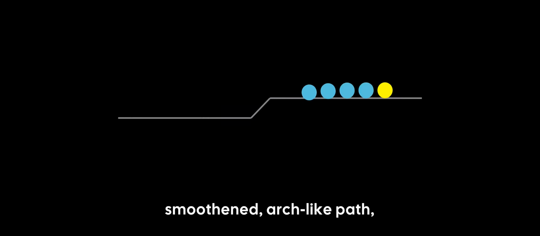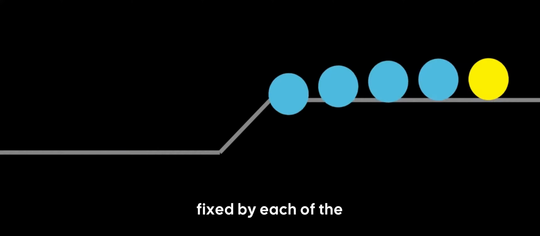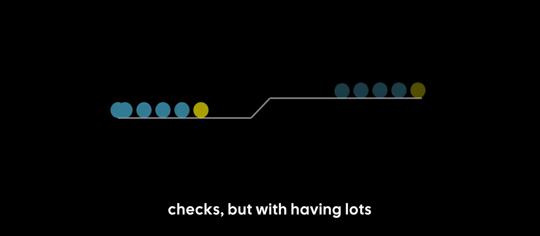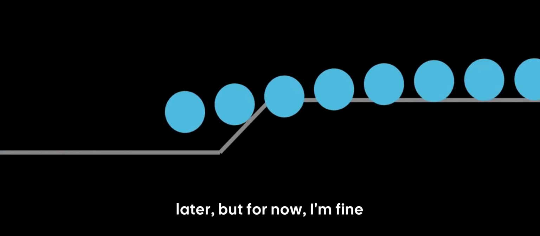This is a simplified termite, and its movement kinda looks normal. You can maybe spot the issue already, but it's not that visible. But when I increase the amount of segments, you can start to see it. Instead of a diagonal path, the entity takes a smoothened arch-like path, which results in some segments going partially underground. This could be fixed by each of the segments having their own gravity and collision checks, but with lots of segments, this could be quite demanding on the server. So maybe I'll add it later, but for now, I'm fine with how the movement works.